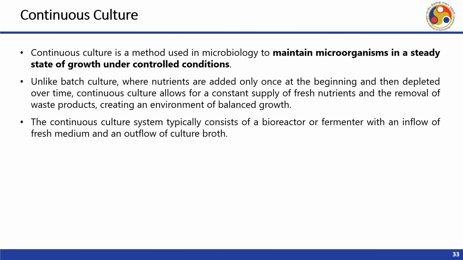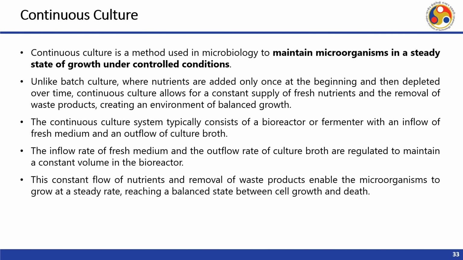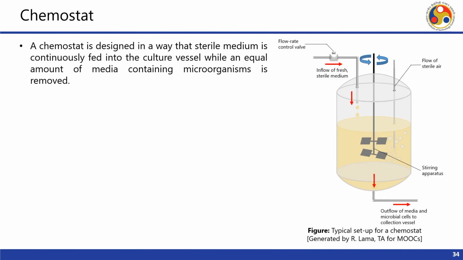The continuous culture system typically consists of a bioreactor or fermenter with an inflow of fresh medium and an outflow of the culture broth, which carries away the waste. The inflow rate of fresh medium and the outflow rate of culture broth are regulated to maintain a constant volume in the bioreactor. This constant flow of nutrients and removal of waste products enable the microorganisms to grow at a steady state, reaching a balanced state between cell growth and death.